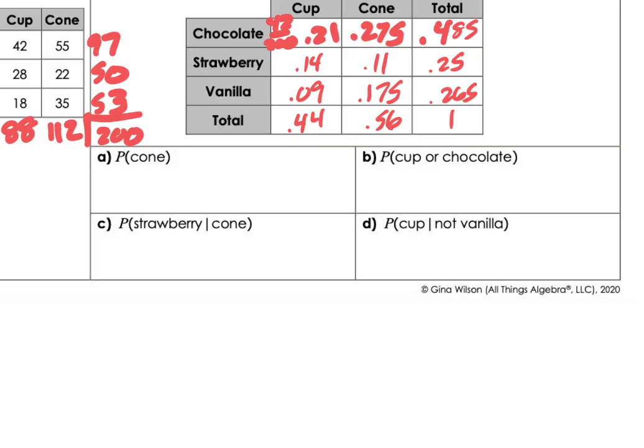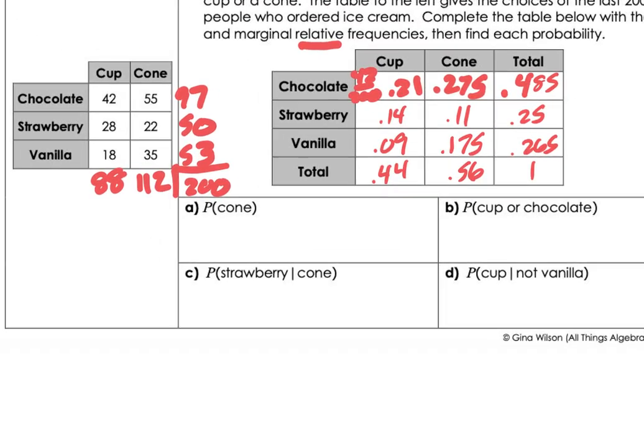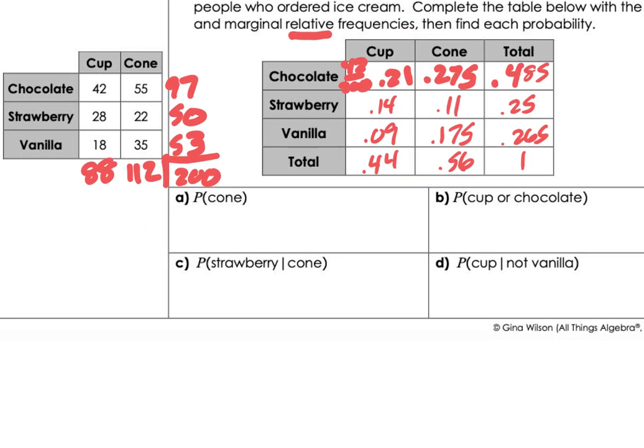Now, the probability of picking a cone. Here's the nice thing about relative frequencies: we don't have to do 112 over 200 because I've already done that. So we have a 56% chance of someone picking a cone based on our data. In this case, it would be better to write our answer as a decimal because we already have the relative frequencies. If you have a relative frequency table, then we probably want to write our answer as a decimal or a percent.